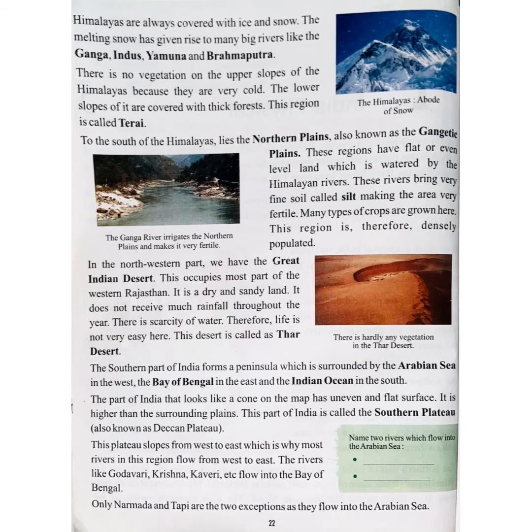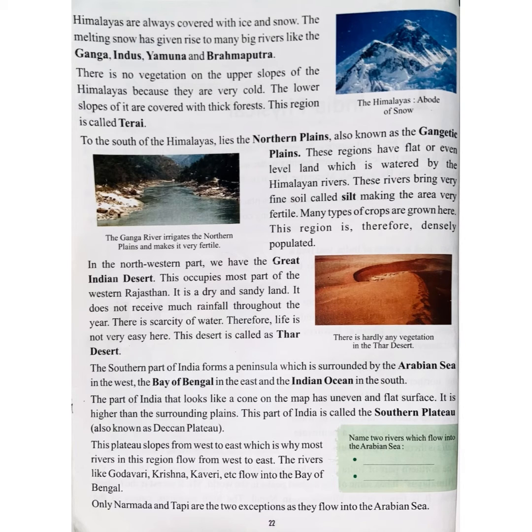Reading ahead. The southern part of India forms a peninsula which is surrounded by the Arabian Sea in the west, the Bay of Bengal in the east, and the Indian Ocean in the south. The part of India that looks like a cone on map has uneven and flat surface. It is higher than the surrounding plain. This part of India is called as the Southern Plateau, also known as the Deccan Plateau. This plateau slopes from west to east, which is why most rivers in this region flow from west to east.